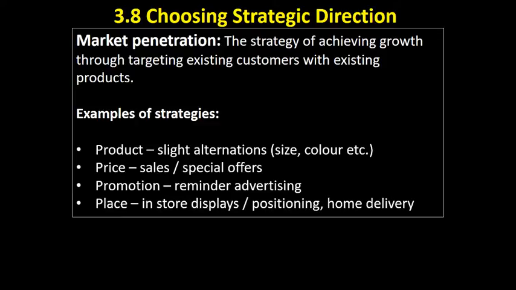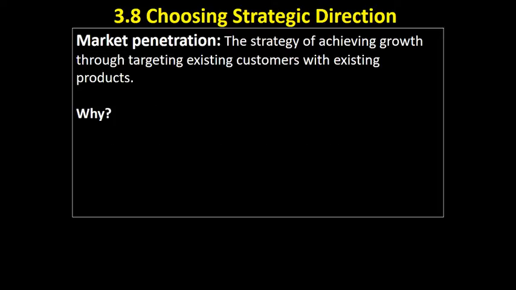In terms of place, maybe we can change the place that we're offering it. Maybe we ask the supermarkets to do an end of aisle display of our product so people see it and are reminded of it. We might offer home delivery, for example, to make it slightly easier for consumers to get hold of our product. The point is that these are our existing customers and our existing products, and when Ansoff is thinking about these strategies, he's thinking about the risk associated with them.